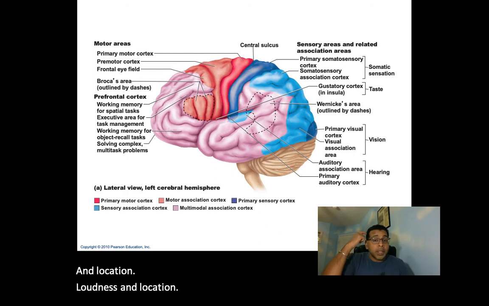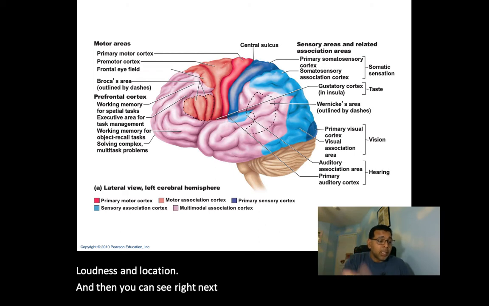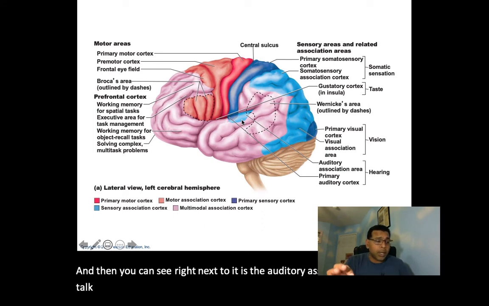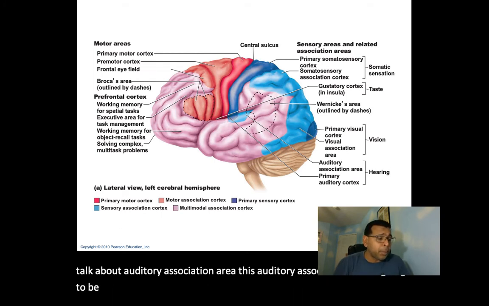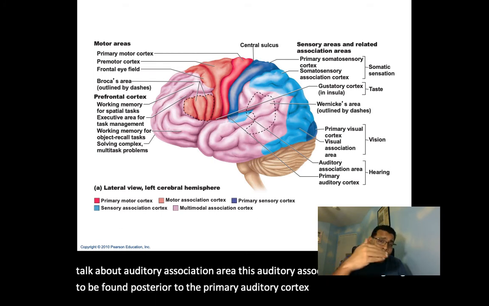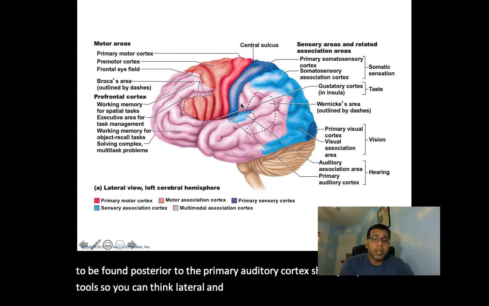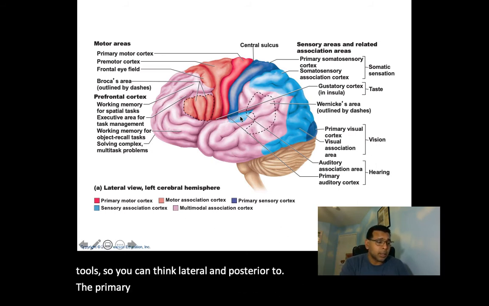And then you can see right next to it is the auditory association area. This auditory association area is going to be found posterior to the primary auditory cortex. So you can think lateral and posterior to the primary auditory cortex.